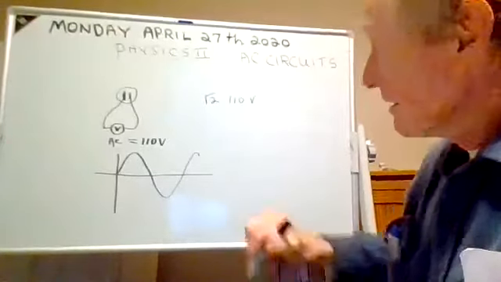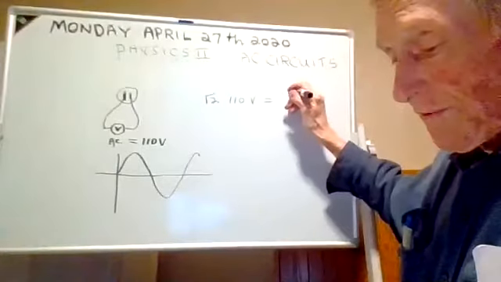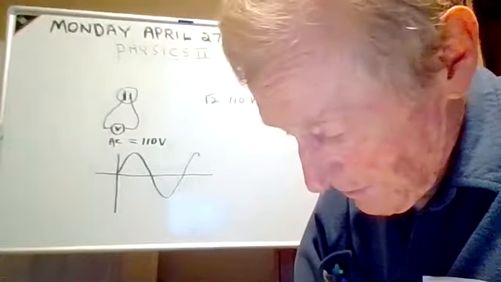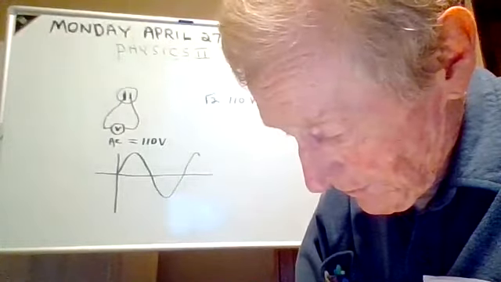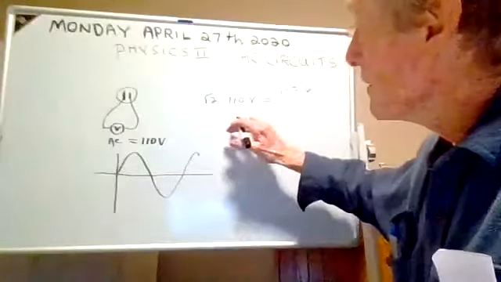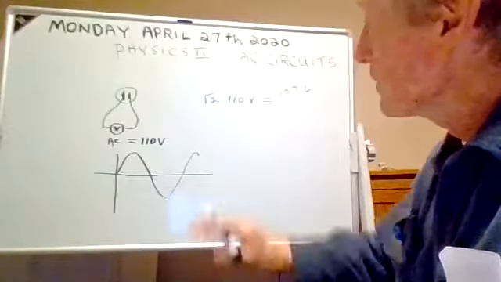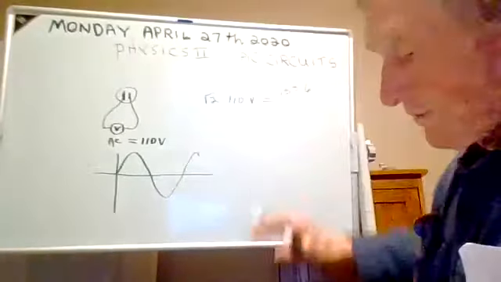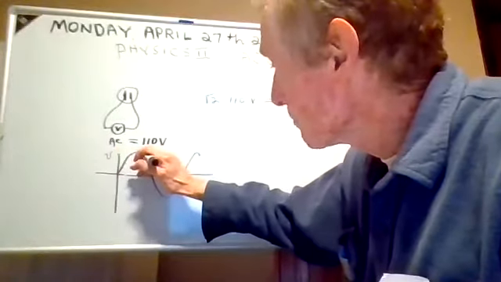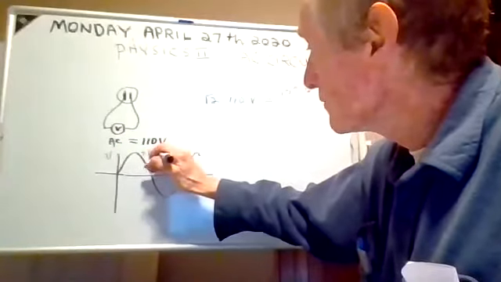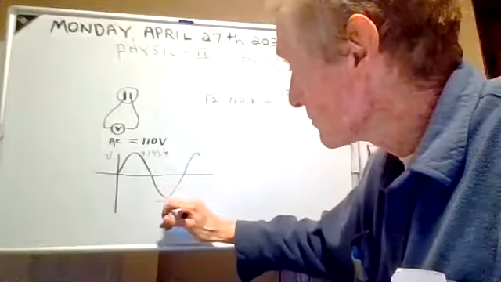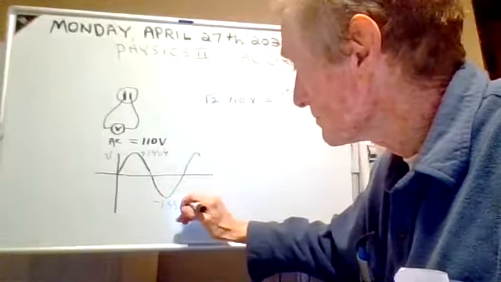0.7071. Did you say 155? What did you say again? I just said the square root value is 0.7071. Yeah, I didn't multiply with 110. Now when you multiply the square root times 110, you get 155.6. Yes. This voltage is going up to plus 155.6, and it's going down to minus 155.6.